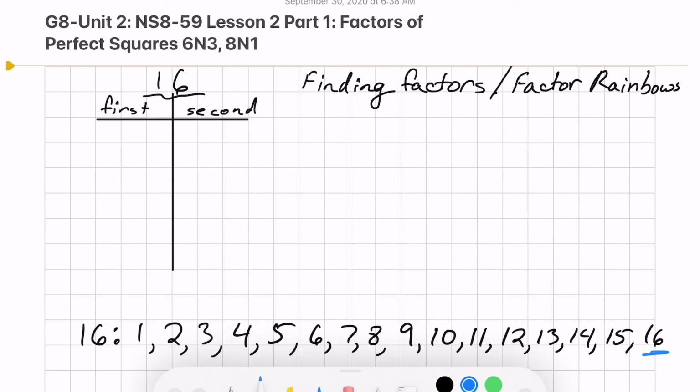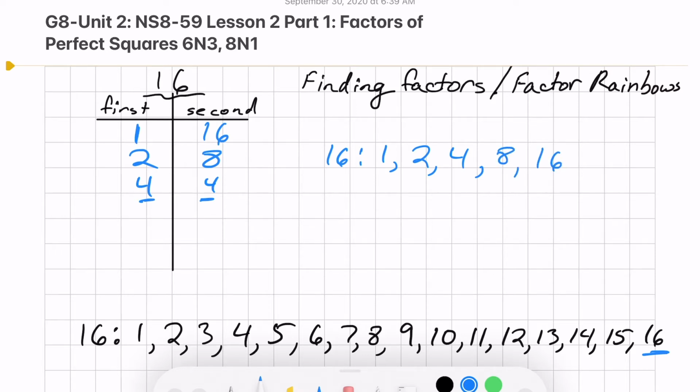All right, welcome back. We're doing lesson 2 and we're looking at factors of perfect squares. So just a little reminder of how we did this, our little T-chart. We have a first and second number and we're looking at 16. So I know 1 times 16 is 16, 2 times 8, 3 isn't going to work, and 4 times 4. So now I've reached two numbers that are the same, so I can stop. So my factors of 16 are 1, 2, 4, 8, and 16.